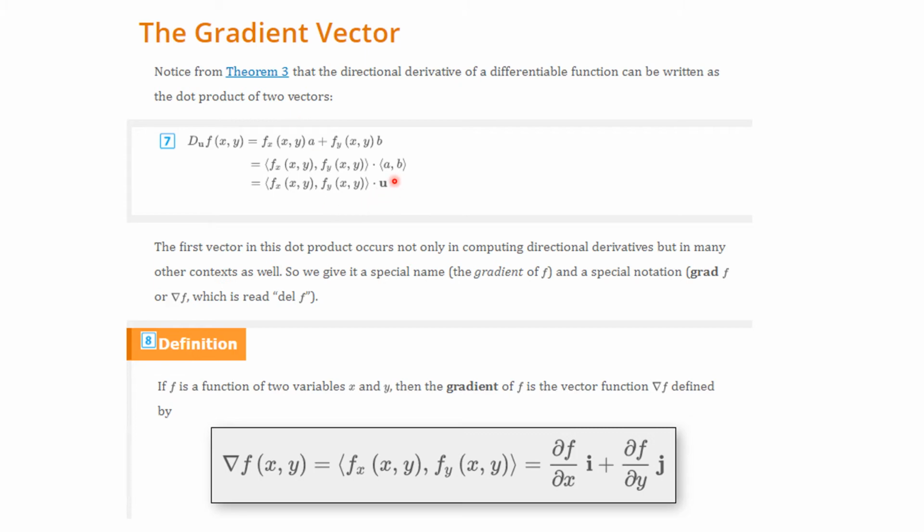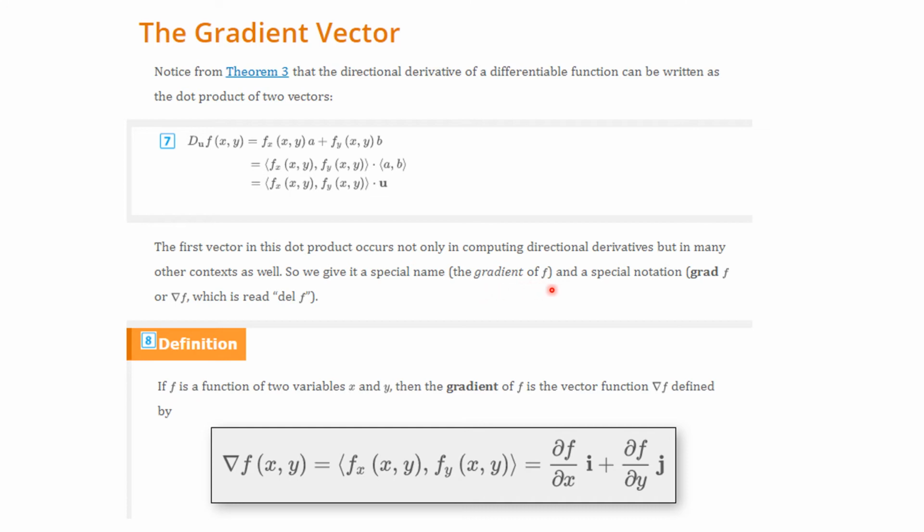One of them was u, which was the vector ⟨a, b⟩, that was a unit vector. But the other one was the vector ⟨the partial derivative with respect to x, the partial derivative with respect to y⟩, in pointy brackets. So it's the dot product of the two. Now, the first vector in this dot product occurs not only when we're computing directional derivatives, but in many contexts as well. It's a very important mathematical thing, so we'll give it a special name. It is called the gradient of f.